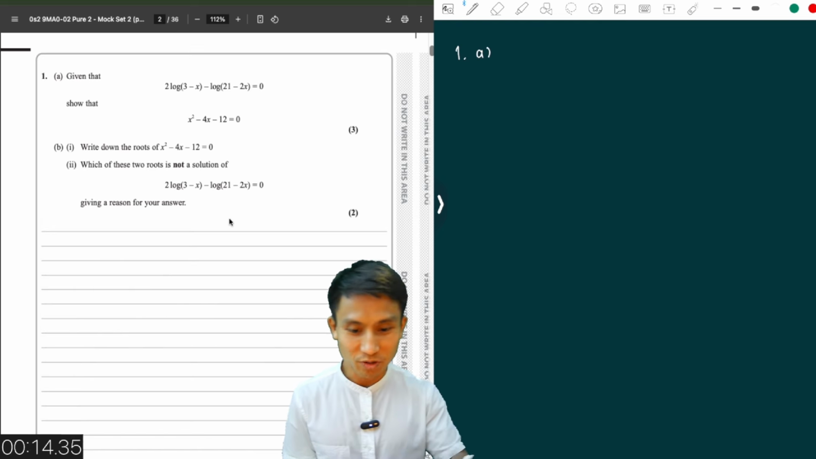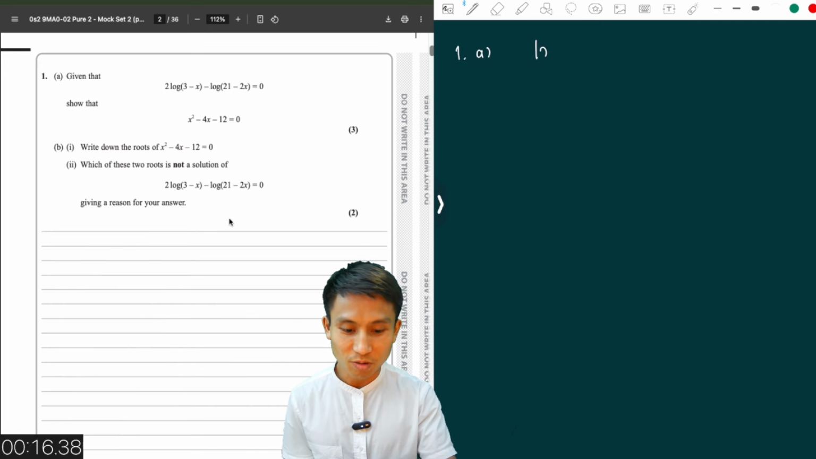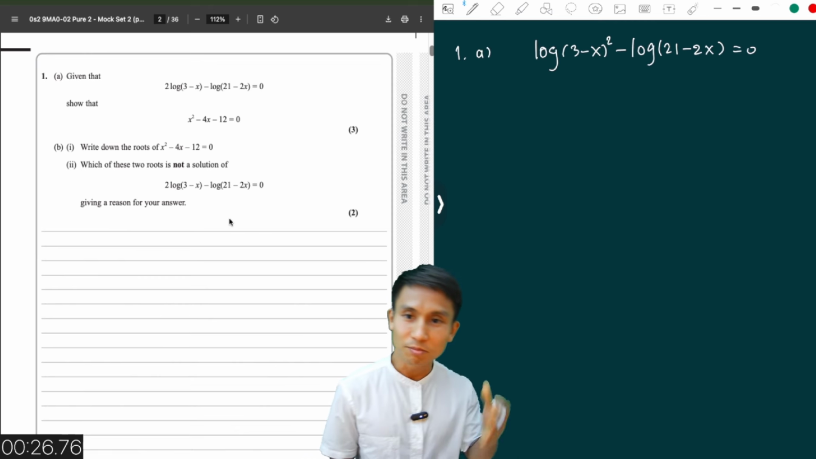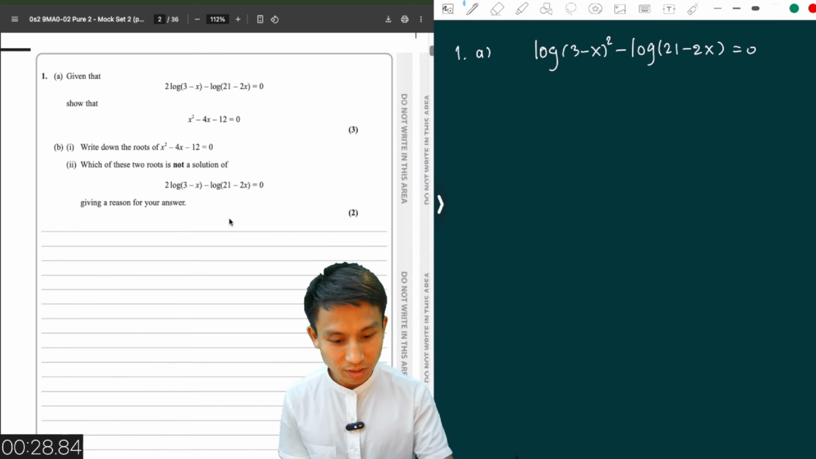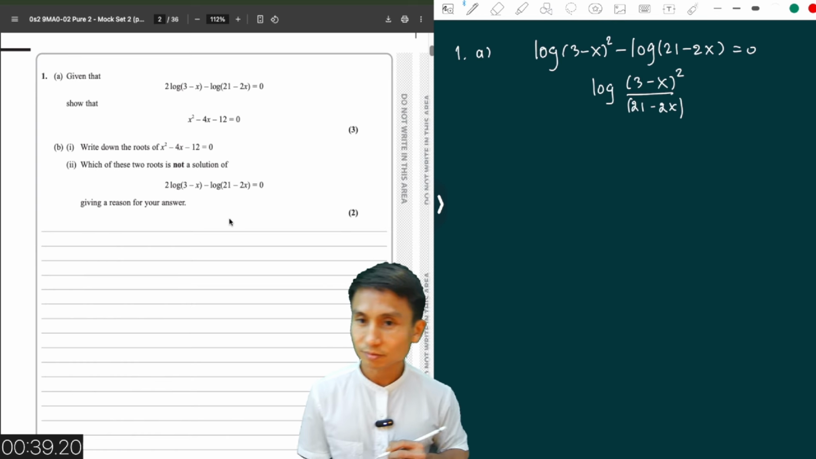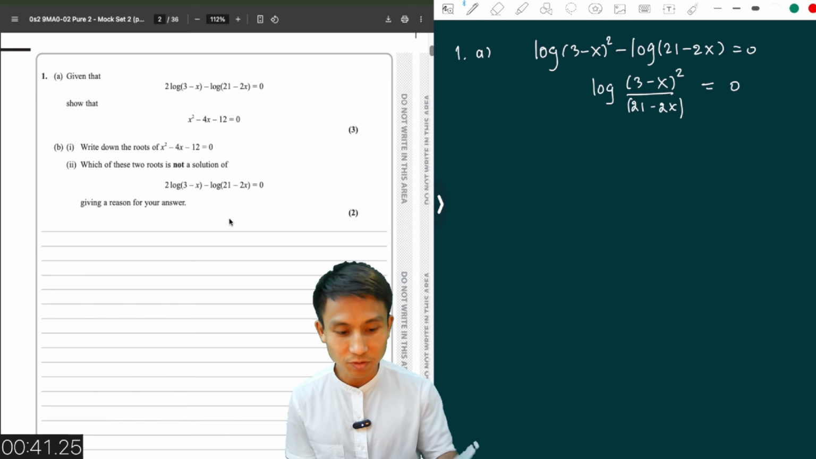Alright, so this is straightforward. We're just going to use the log property so that we pull the 2 in front of the log as the power. First, it equals 0. And then we're going to combine the log terms using a log property. So if you have log A minus log B, that is just going to be log A over B like this. And that still equals 0.